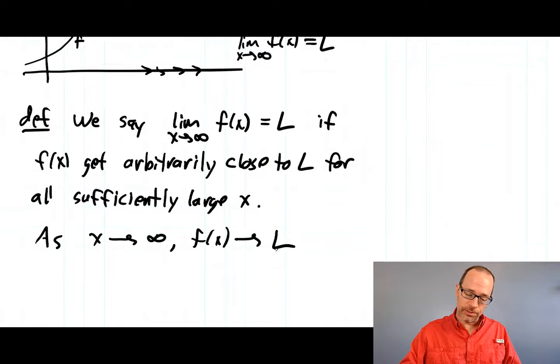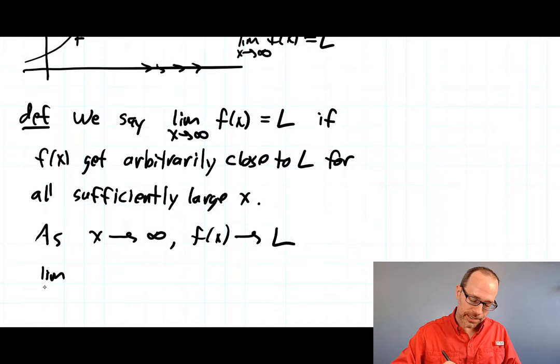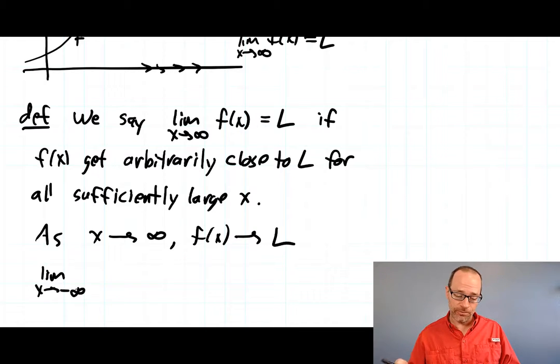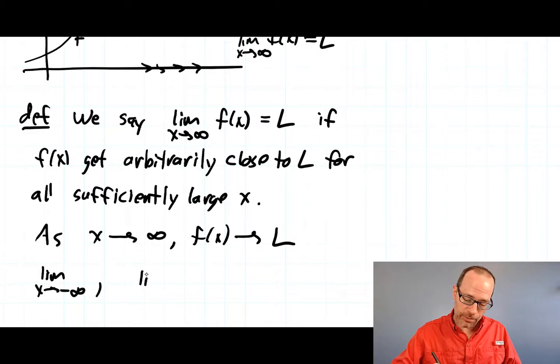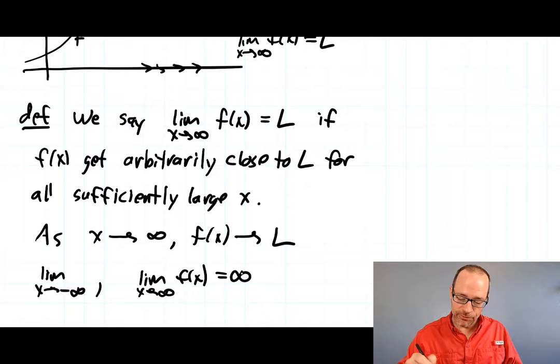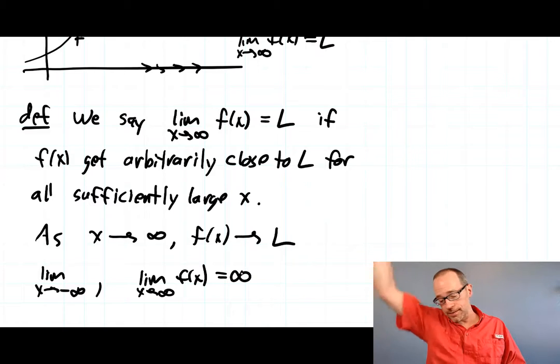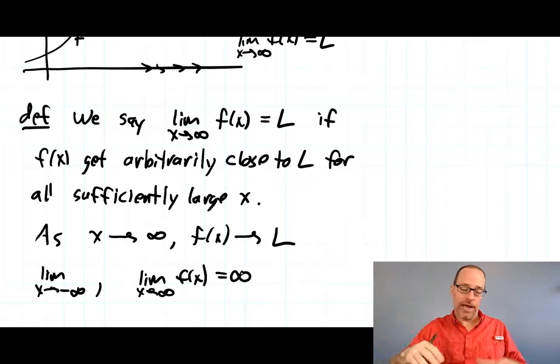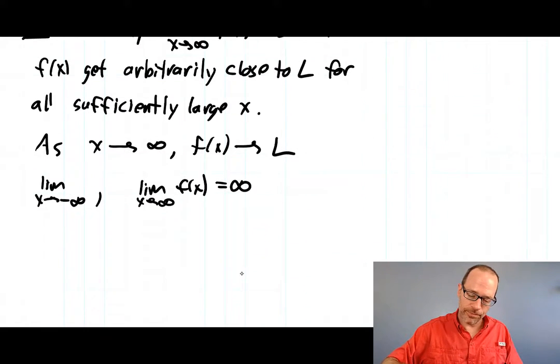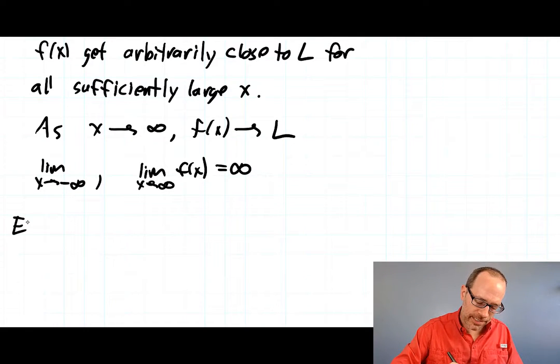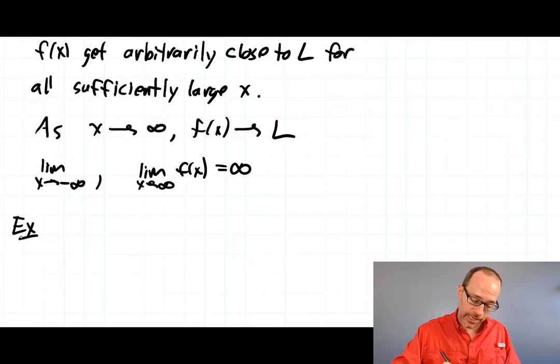There are, of course, similar definitions. You can take limits as x goes to minus infinity, except you just head to the left now. And you can also talk about functions as you run to infinity. It can happen that the limit is infinity, and it just means that the function gets bigger without bound. Okay? So, two basic types of examples to keep in mind.